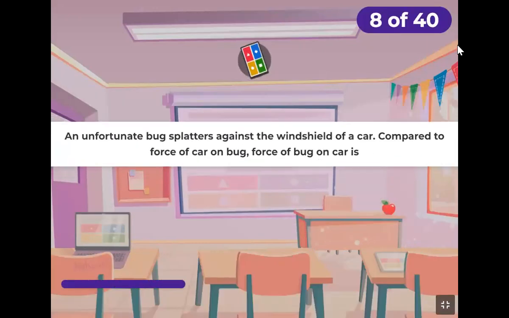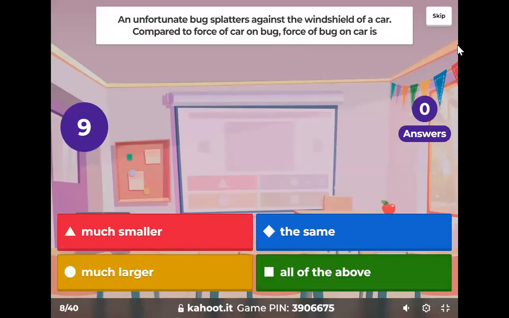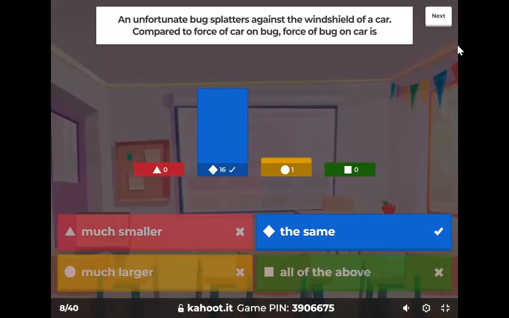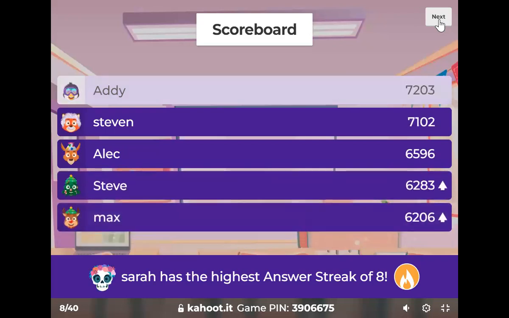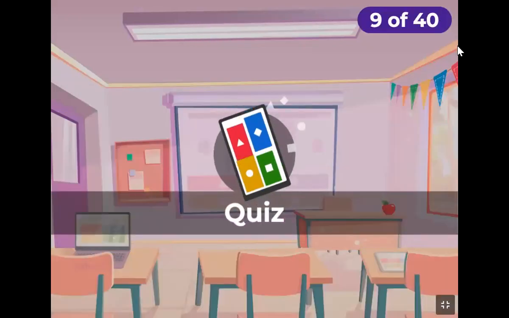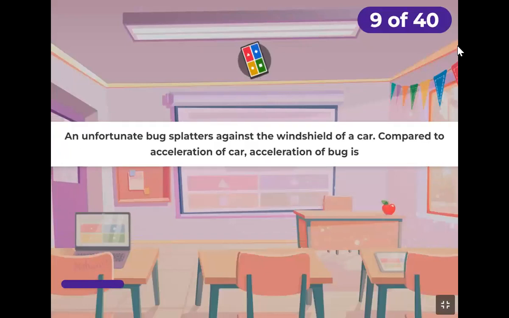Unfortunate bug splatters against the windshield of a moving car. Compared to the force of car on bug, the force of the bug on the car. There you go. Same force. Right? Car on bug, bug on car, same force, same magnitude force. Right? Unfortunate bug splatters against the windshield of a moving car. Compared to the acceleration of the car, the acceleration of the bug. It's change in motion.